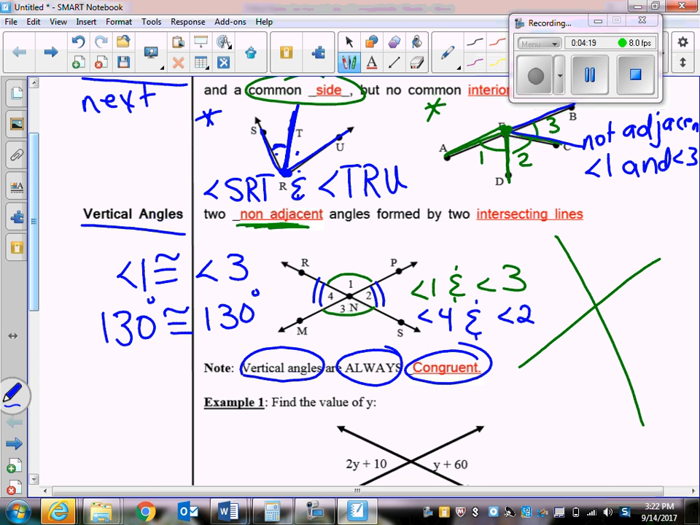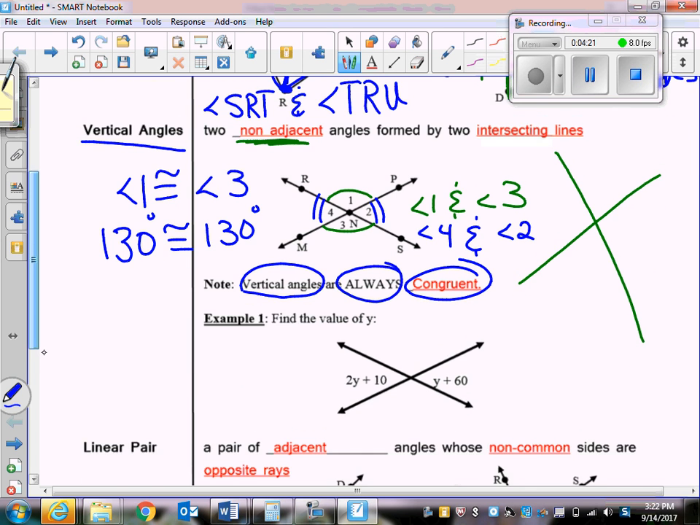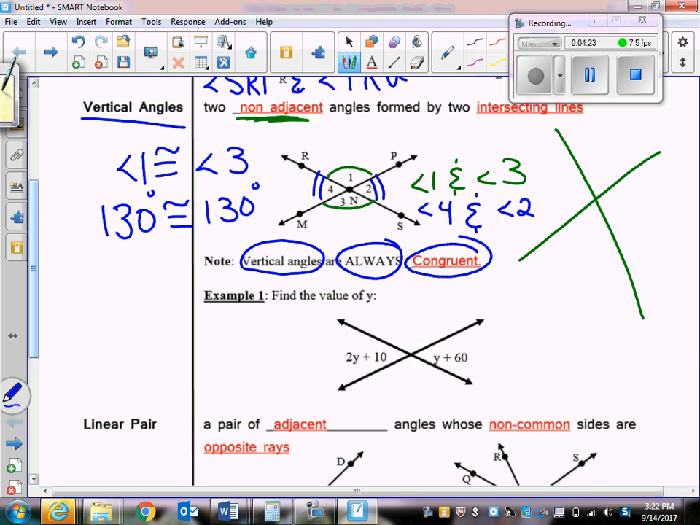All right, so to solve a problem like example 1, what if they give you a problem like this where they want you to solve for y? This is clearly a vertical angle, and we just said vertical angles are always congruent, so we have to set the expressions equal to each other. This is where knowing the definition is going to help you. If you don't know vertical angles are congruent, then you would not know to say 2y + 10 has to equal y + 60.